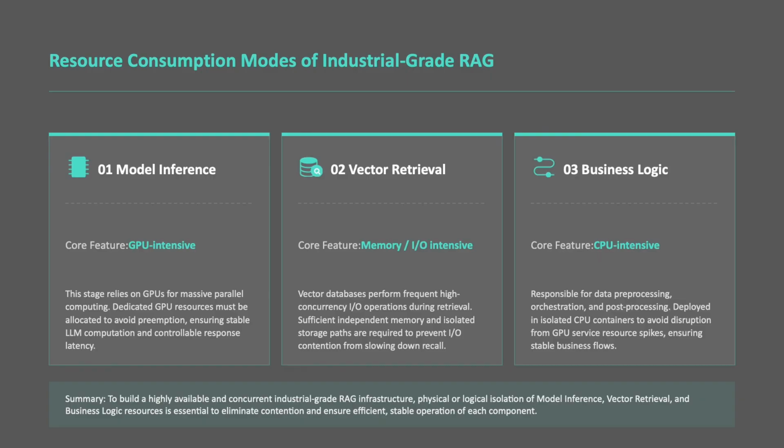Third, business logic workloads. This runs on CPU. All data preprocessing, workflow orchestration, and post-processing logic lives here. Deploy these on isolated CPU containers, so sudden GPU traffic spikes don't break your core business pipelines. Big takeaway here. If you want a highly available, high-concurrency industrial RAG system, you must split these 3 workloads onto separate physical or logical resources. Resource contention between them will tank your whole system's stability and speed.